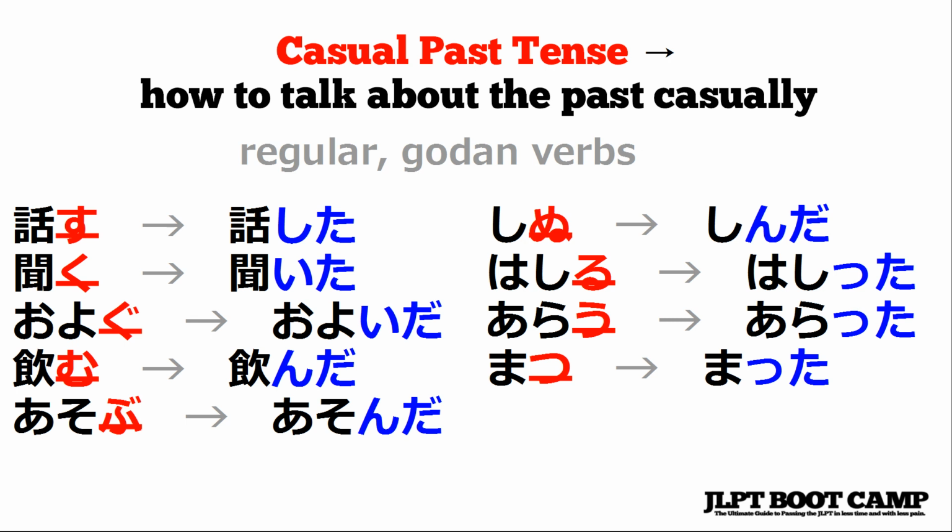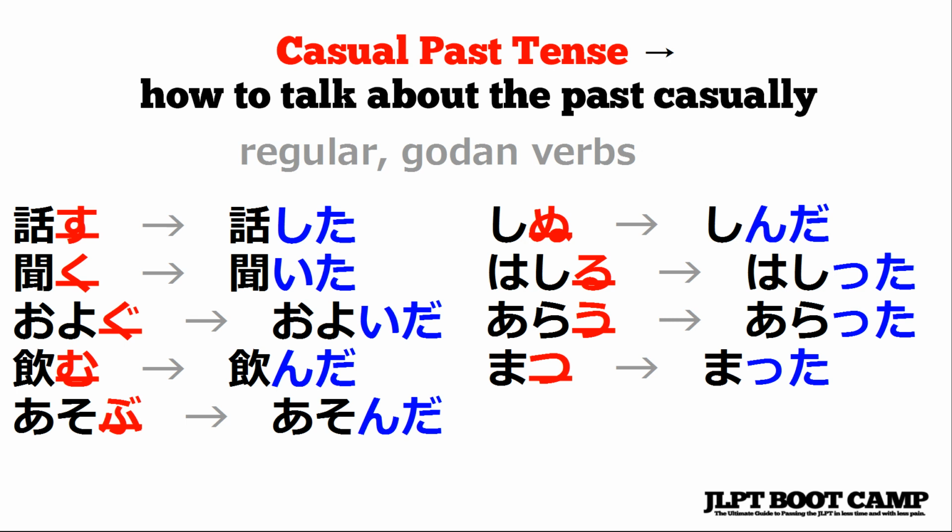For godan verbs, here you can see su becomes shita, ku becomes ita, gu becomes ida, mu, bu, nu becomes nda, and ru, u, and tsu become tta, to convert it to casual past tense.